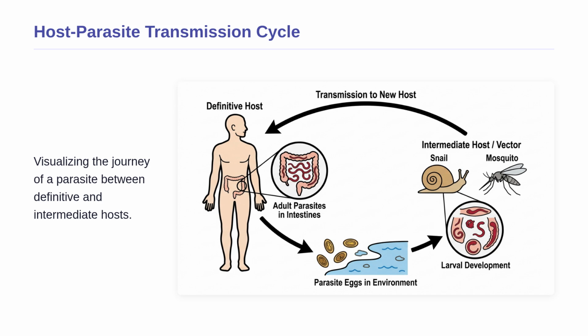Inside these intermediate hosts, the parasite undergoes crucial larval development. Finally, the top arrow shows the transmission back to a new human host, completing the cycle. This visual map helps scientists identify weak points where we can intervene and stop the spread.